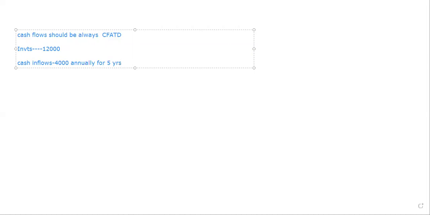He didn't mention what I have to assume, whether it is before tax or after depreciation, or what it is. He didn't mention any such thing. So when he didn't mention any such thing, it doesn't require me to take it into consideration. Simply, that 4,000 I will assume is CFATD. So this is a note I'm giving here. Just have a look.